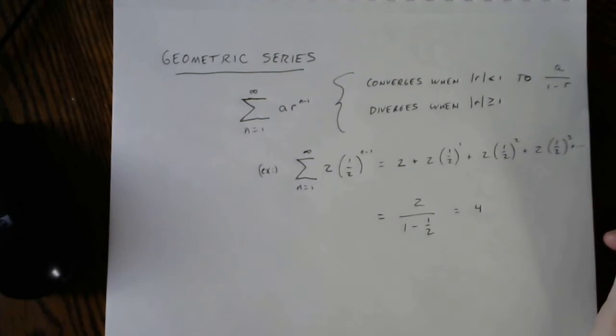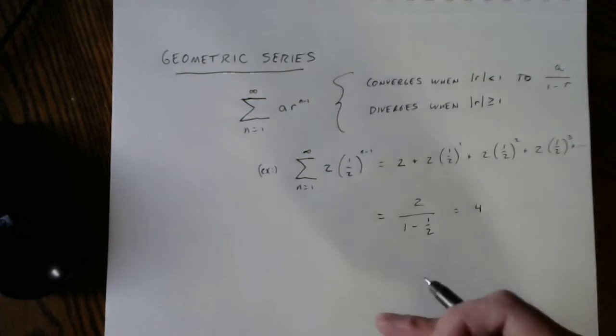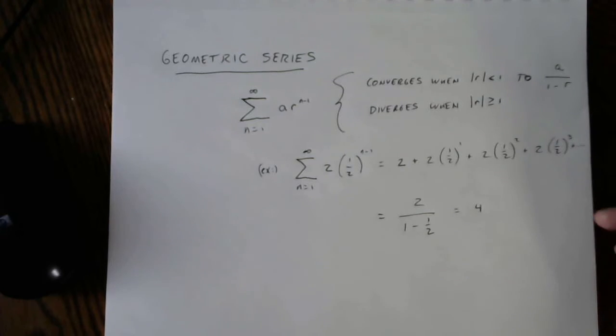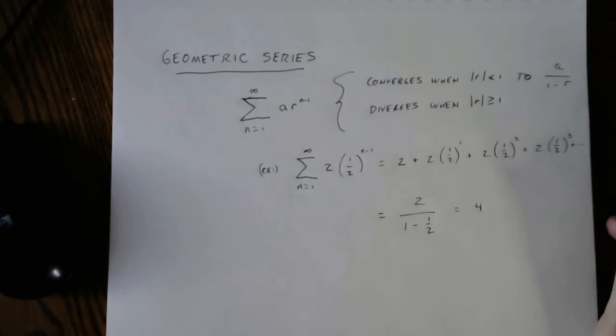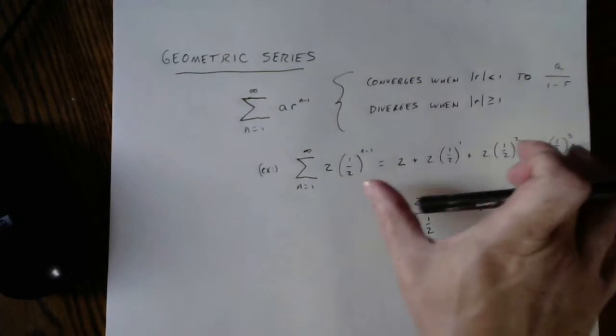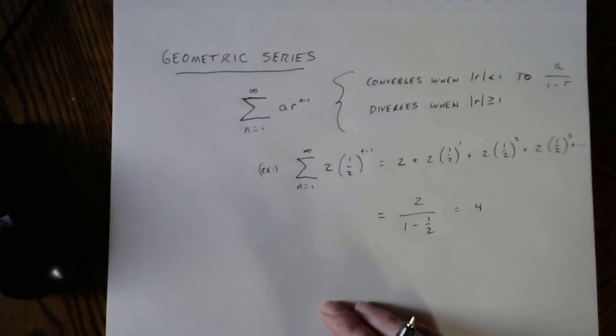So again, just keep in mind what that means. When we talk about convergence of a limit, that means that the more of these terms that I add on, I get closer and closer to 4. I'll never reach 4, but I can get as close to 4 as I want by just adding more and more and more.